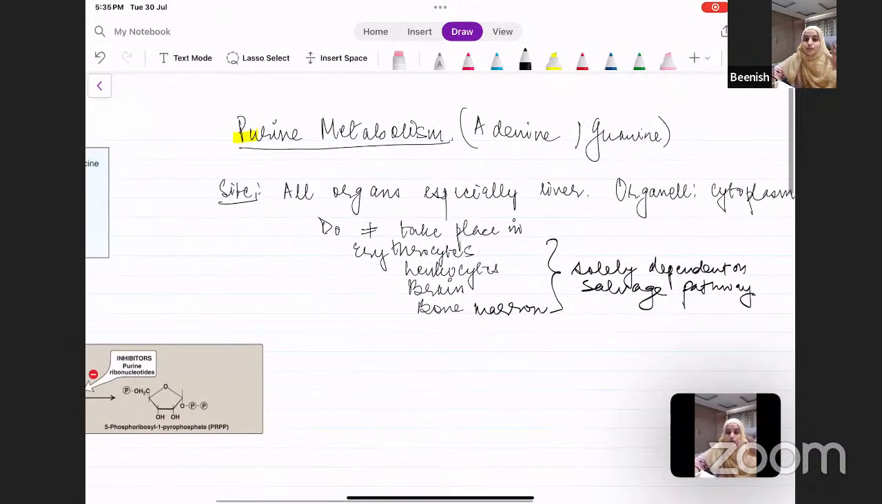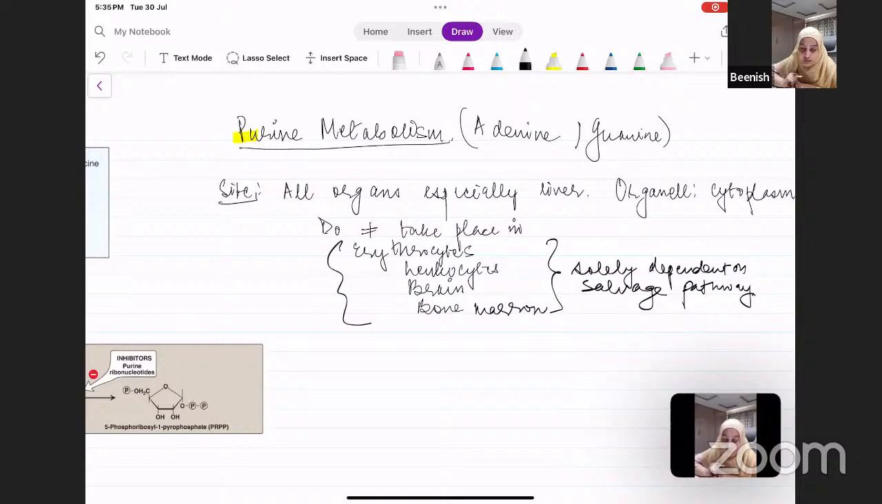So I'll repeat myself again. We're talking about purine metabolism right now, that is synthesis of purine, followed by its catabolism, that is breakdown of purines, and the clinical disorders associated with it. In purine, we're going to talk about adenine and guanine, because those are the most common purine bases. Purine synthesis takes place especially in the liver, in the cytoplasm, and it does not take place in the erythrocytes, leukocytes, brain and bone marrow. These organs, the exceptions, are solely dependent on the salvage pathway for purine synthesis.